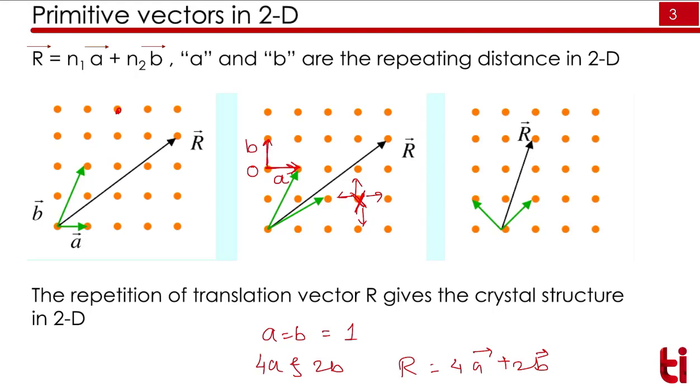This is in between these two planes. If I translate by 4A, 4 means this is 1, this is 2, this is 3, this is 4. So I will get this new position, and 2B from this 1 and 2. So this is my new O. Now this also has identical surroundings in all directions. It means it is repetitive in nature. That we call a primitive vector.